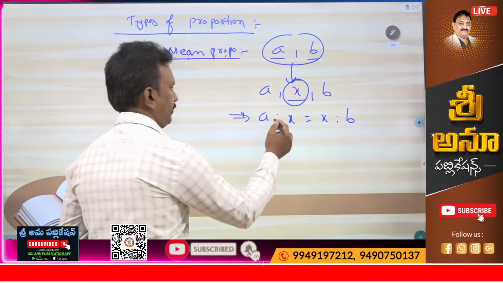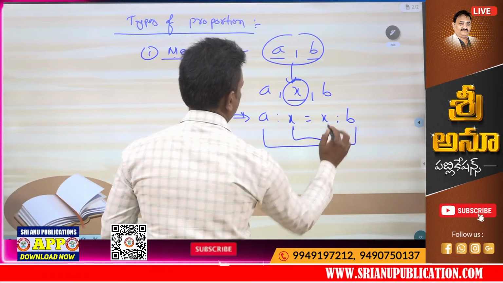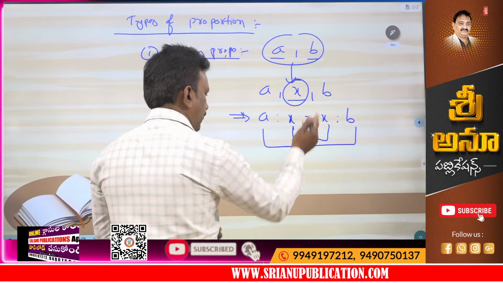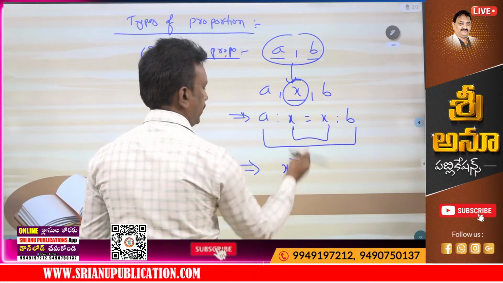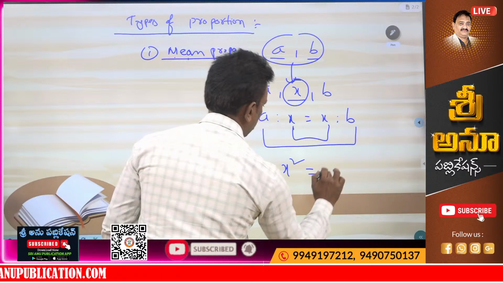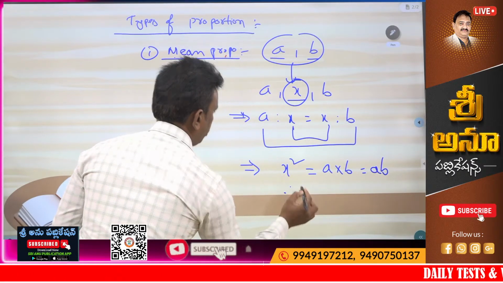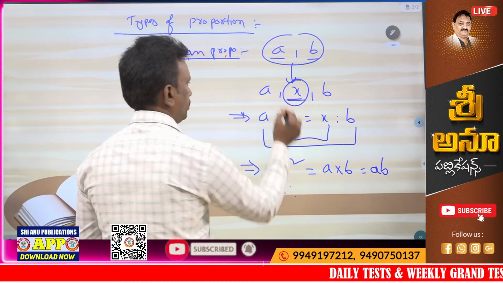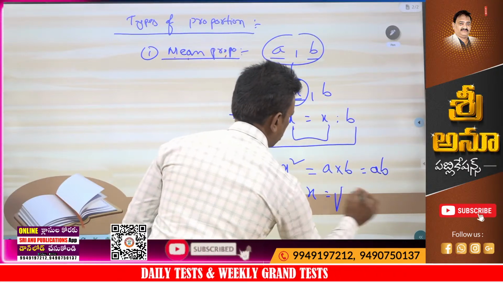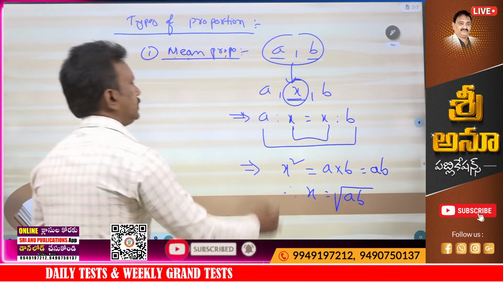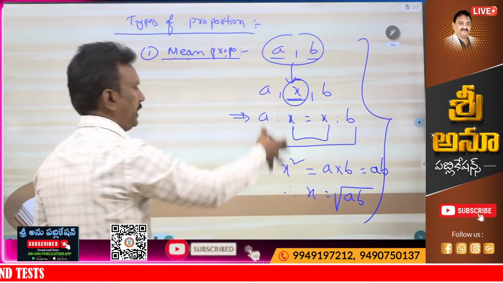After that, when two ratios are equal, the product of extremes equals the product of means. So X into X, X square, equals A into B, that is simply AB. Therefore, the mean proportion X equals root AB. So that is the complete explanation.